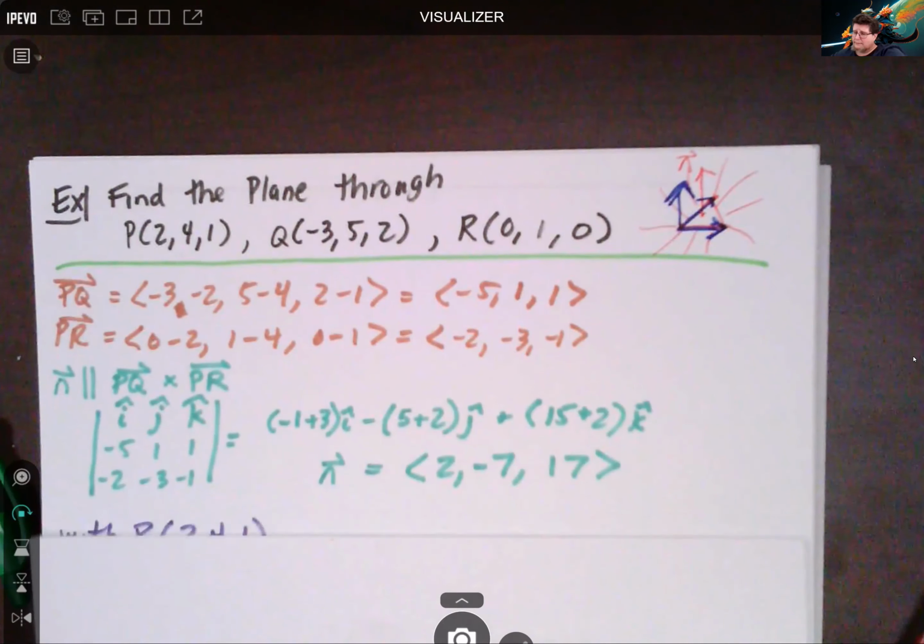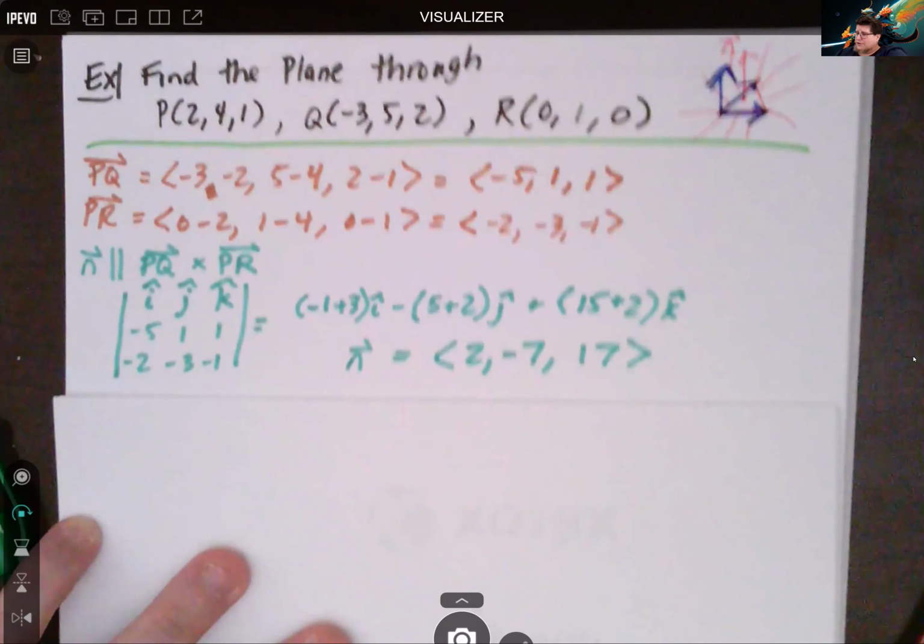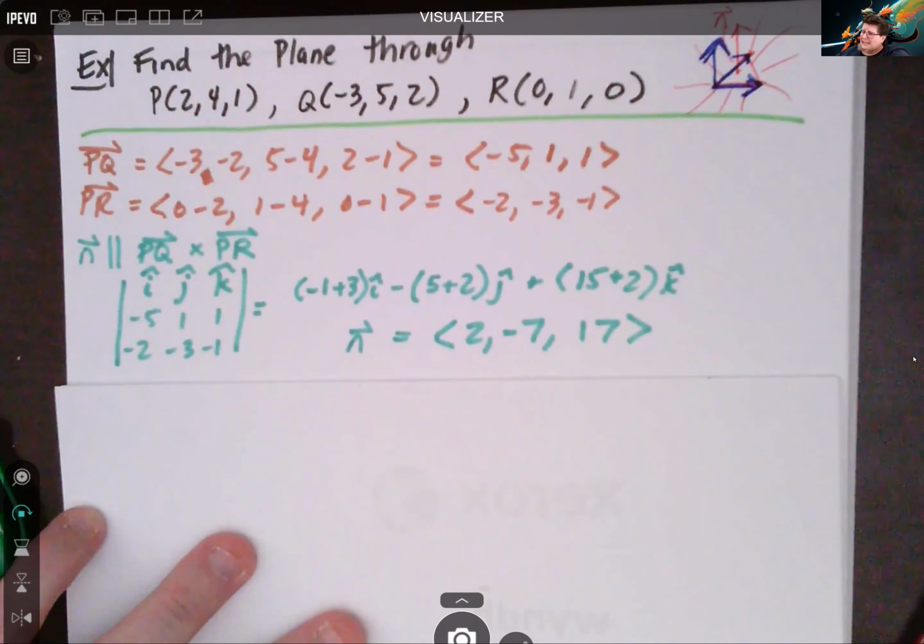So let's take the cross product. N is going to be parallel to that vector. So if we do the cross product, we've got -1 minus -3, so -1 plus 3 for i hat. J hat's going to have the negative sign, but we've got 5 minus -2, so 5 plus 2 is 7. Opposite sign would make it -2. And for k hat, we've got -5 times -3 is 15. Minus -2 would be plus 2. 15 plus 2 is 17. So n equals 2, -7, 17.